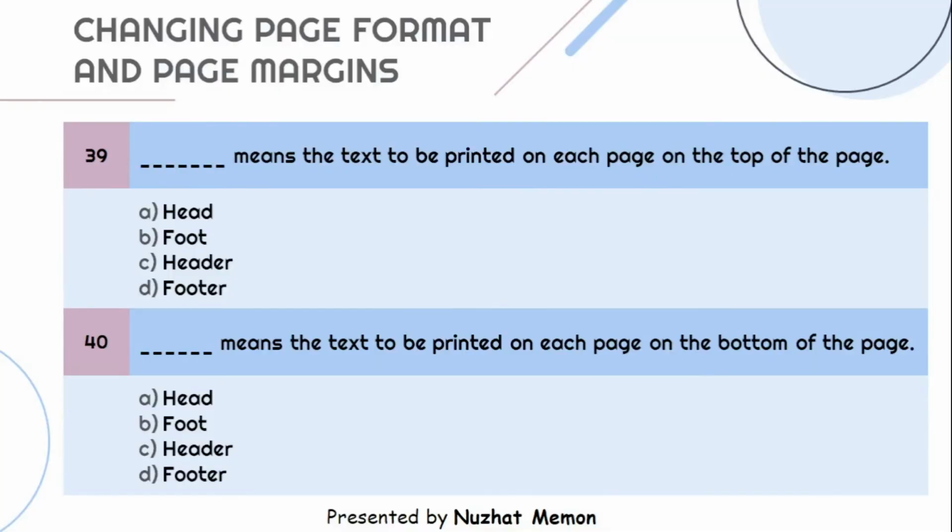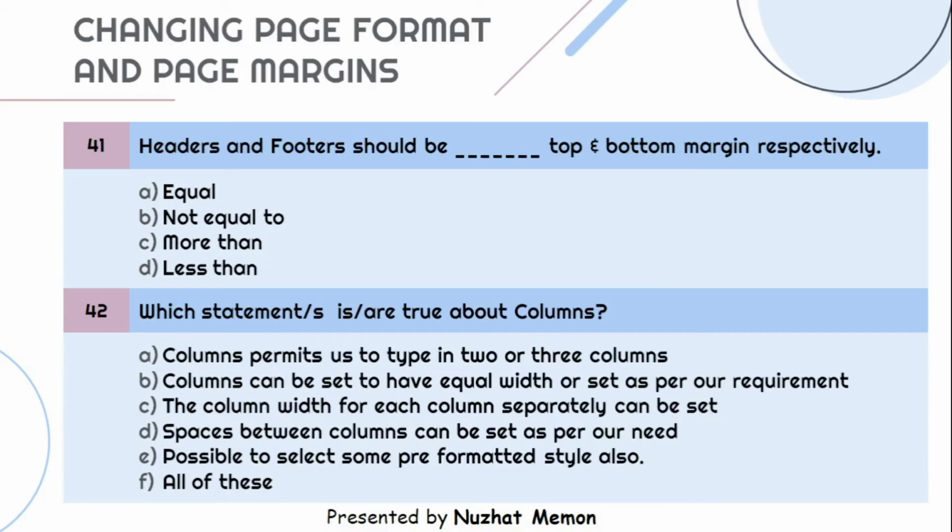It is the text to be printed on each page on the top of the page. That means header, and it is the text to be printed on each page on the bottom of the page. So that means footer. So you can remember it by the trick. The thing which comes in top, it is header, and the thing which comes in the bottom, it is footer. Headers and footers should be less than top and bottom margin respectively.